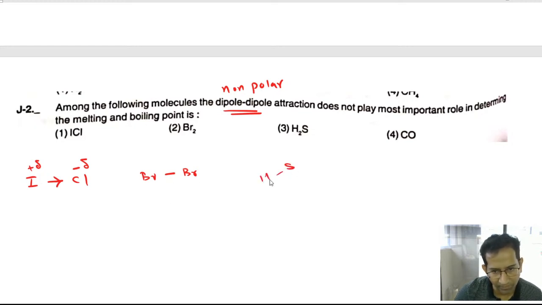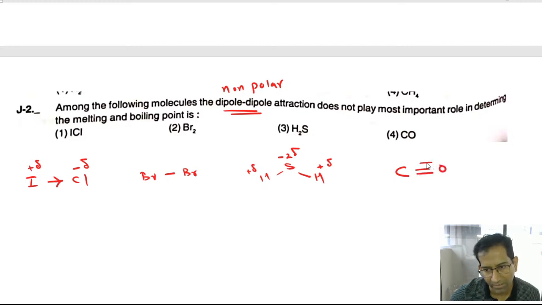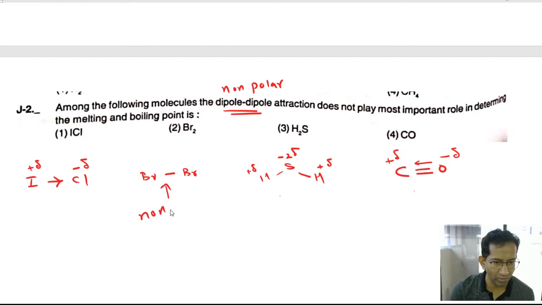Now H2S, electronegativity of sulfur is more as compared to that of hydrogen. So both hydrogens will be partially positively charged and sulfur will be partially negative. Carbon monoxide, it is like this. As compared to carbon, oxygen has higher electronegativity. Oxygen will carry partial negative charge and carbon will carry partial positive charge, and due to that reason, this is also polar. So this is polar, this is polar, this is polar, and Br2 only is non-polar.